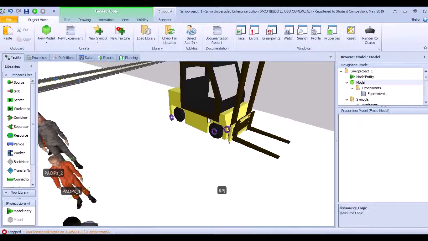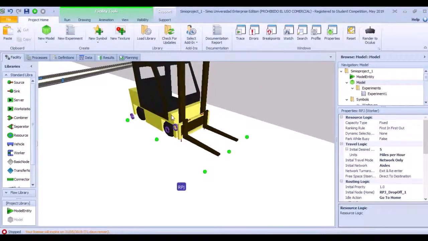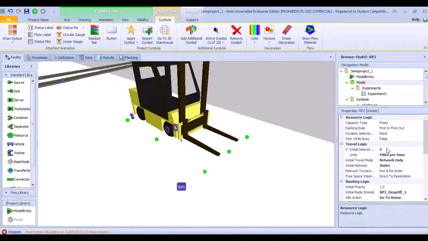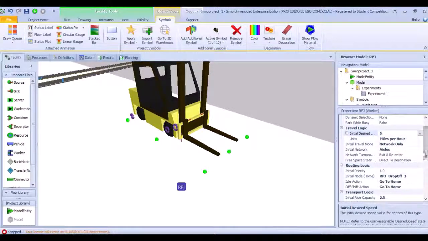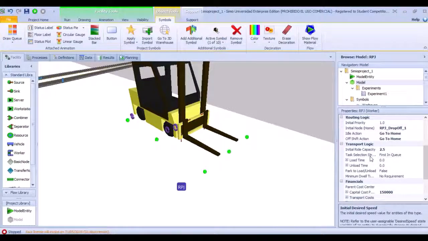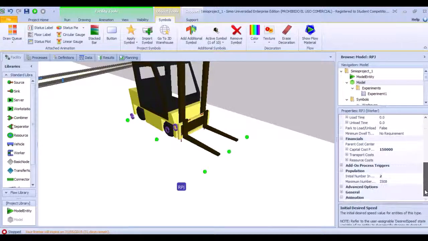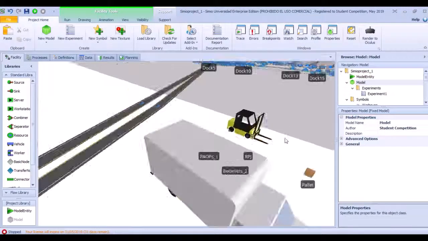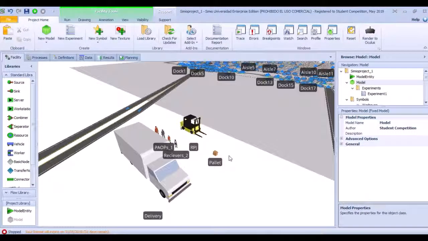And then we go to our RPJ, which is a robotic pallet jack that has a speed of 5 miles per hour and an initial home of the drop-off point 1 of the RPJ, and has an initial ride capacity of 2.5 pallets, an initial capital cost of $150,000, with two RPJs on shift per shift.